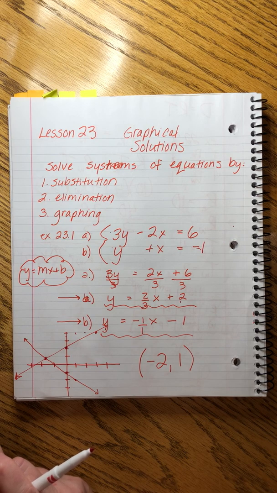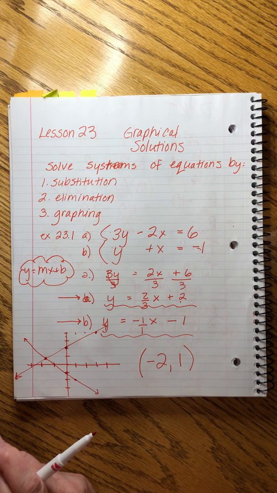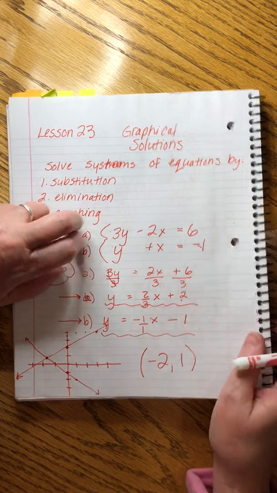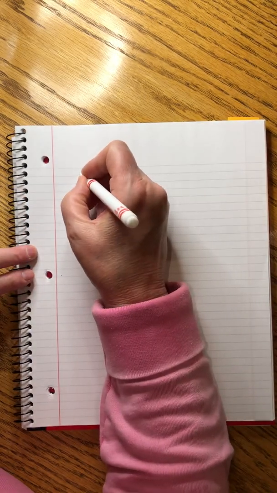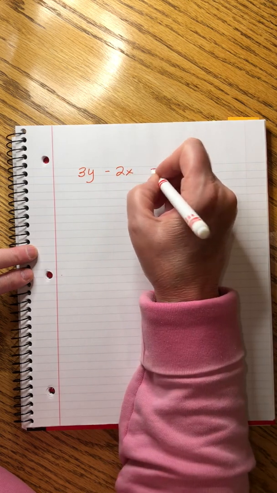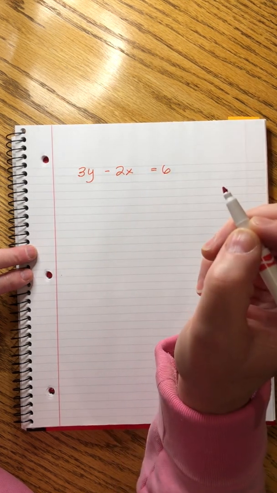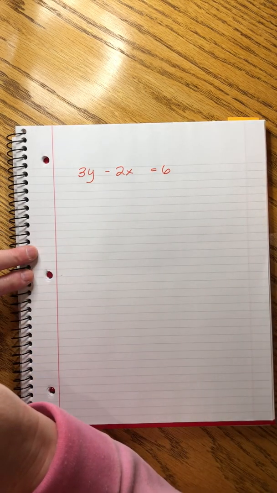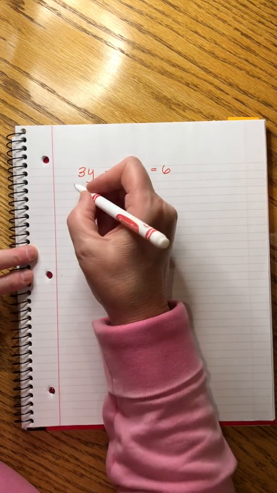So now what we're going to do is we're going to check it, as John asked us to, by either substitution or elimination. All right? So I'm going to copy these to the top of the next page and carry on. It's positive 3y minus 2x equals 6. And there's lots of ways that we could do this.